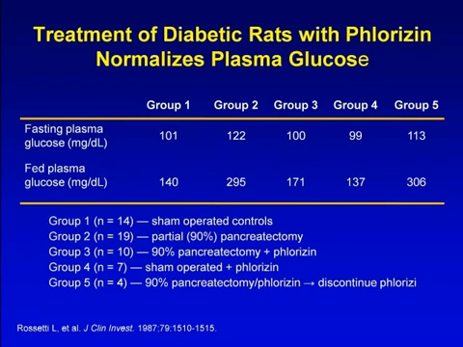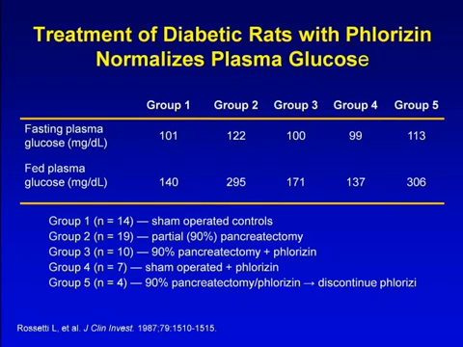And you can see group 1, which is the rats that were given a sham operation, but the pancreas is still intact. Group 2 is a pancreatectomy, with 90% of the pancreas taken out. Group 3 is the pancreatectomy with 90% taken out, along with fluorescein. Group 4 is the sham-operated rats with just fluorescein, without the pancreatectomy. And group 5 is the pancreatectomy rats with fluorescein once fluorescein is discontinued.